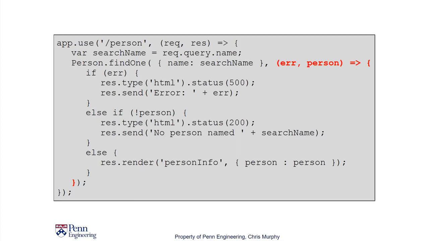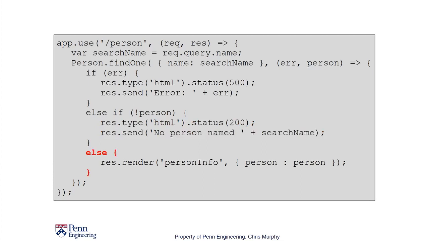Now we have the callback function that will be invoked after we're done with our query. And as we saw before, if there's an error, we'll send back a 500 server error status code and the text of the error. If the person object, which is up here, is null or undefined, that means there was no person in the database with that name. So we'll send back a message indicating that there's no such person with that name.